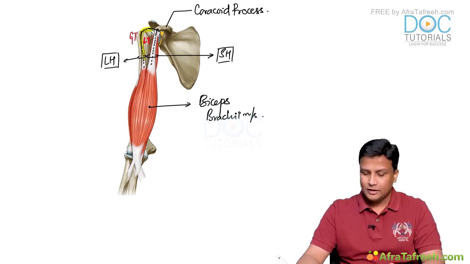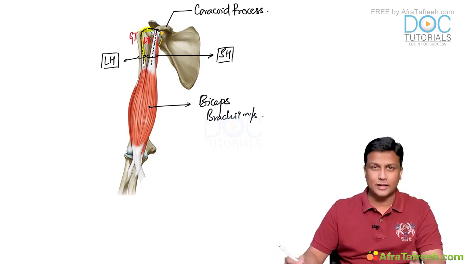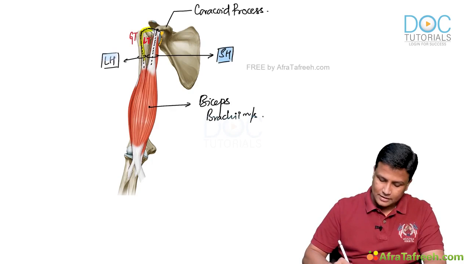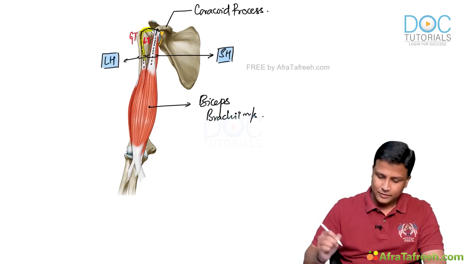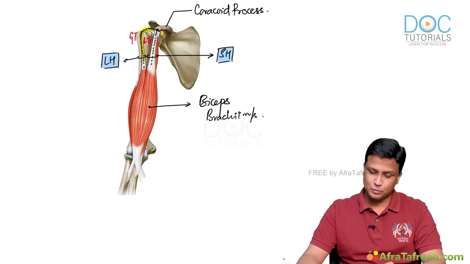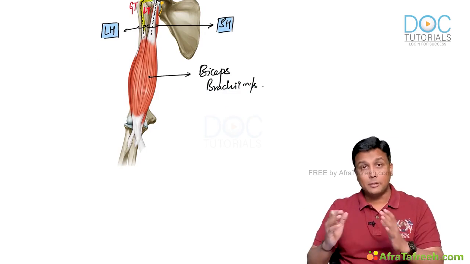Okay, fine. So finally, what we have completed here is the origin. Let us just summarize here. The short head will be originating from where? The coracoid process. Whereas the long head of the biceps will be originating from where? It is originating from the supraglenoid tubercle.